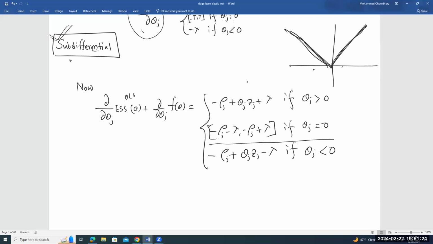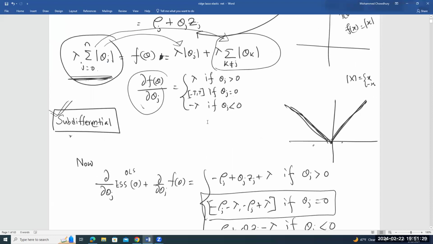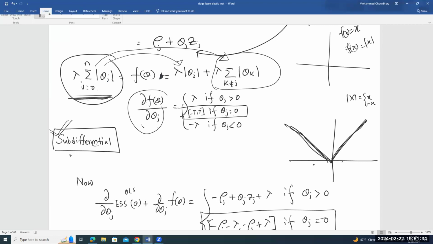Because you do not know what the sub-differential is, you will understand the rest of the part. Maybe this is the part where you might struggle. This is the part you might struggle with, and that is called the sub-differential.